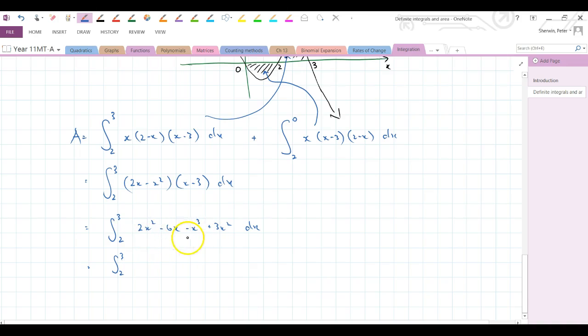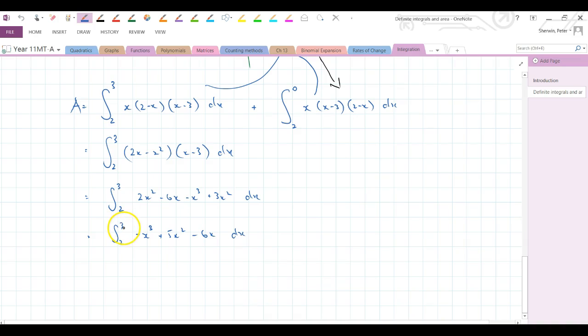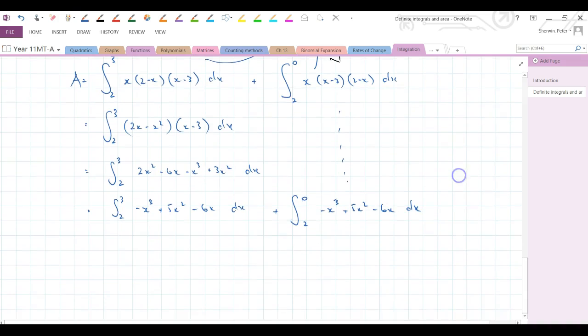So I've got minus x cubed if I work in descending powers of x. 2x squared plus 3x squared is 5x squared, minus 6x. I think that's my expression. That's now what I'm looking to integrate and then evaluate between 3 and 2. Over here, it's the same expression between 0 and 2 of minus x cubed plus 5x squared minus 6x with respect to x.